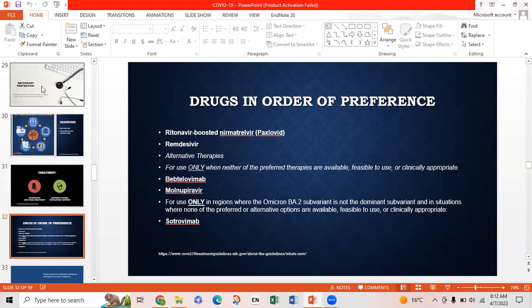Bebtelovimab or molnupiravir for use only in regions where the Omicron subvariant is not the dominant subvariant and in situations where none of the preferred or alternative options are available, feasible to use, or clinically appropriate.